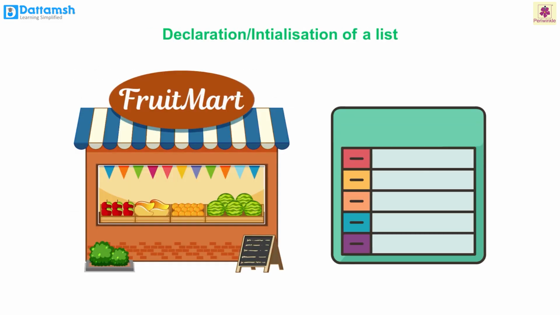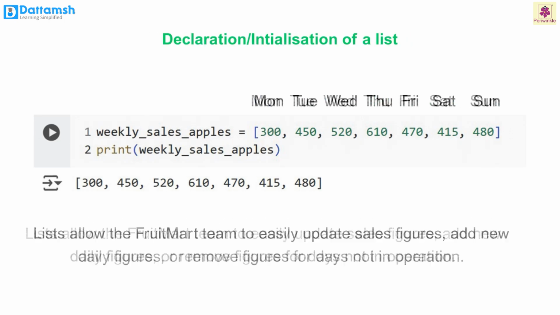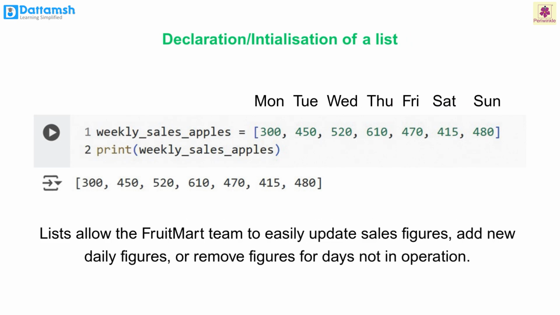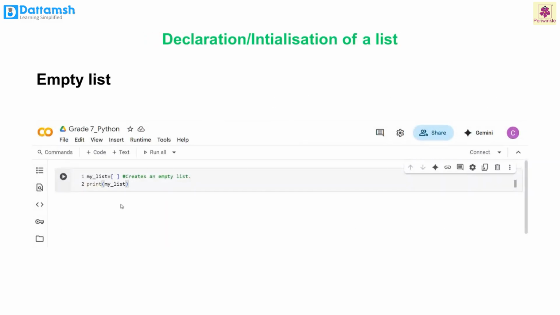Declaration or initialization of a list. Let's understand lists with the help of an example. Fruit Mart is a company that sells fruits. If Fruit Mart wants to track the weekly sales of organic apples, they could use a list like this. Here, each element in the list represents the sales figure for a day of the week starting from Monday. Lists allow the Fruit Mart team to easily update sales figures, add new daily figures, or remove figures for days not in operation. Note, an empty list is created like this.